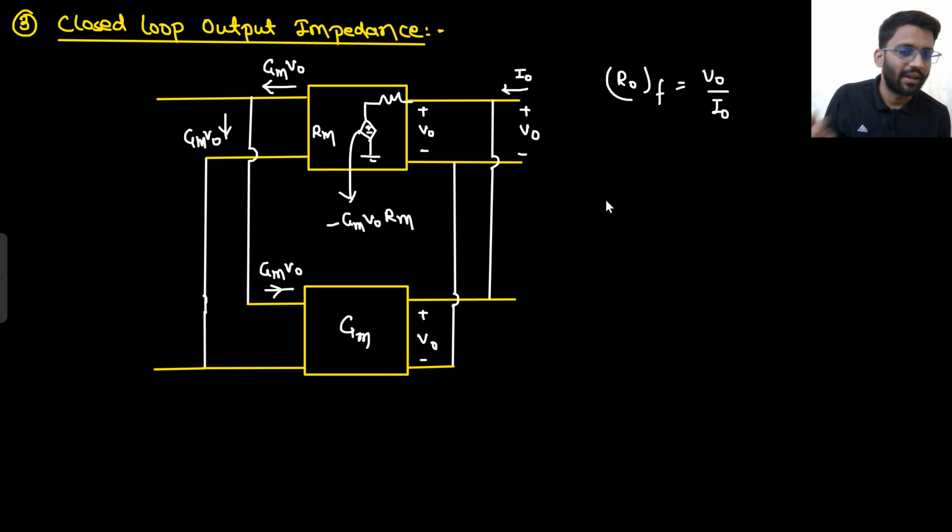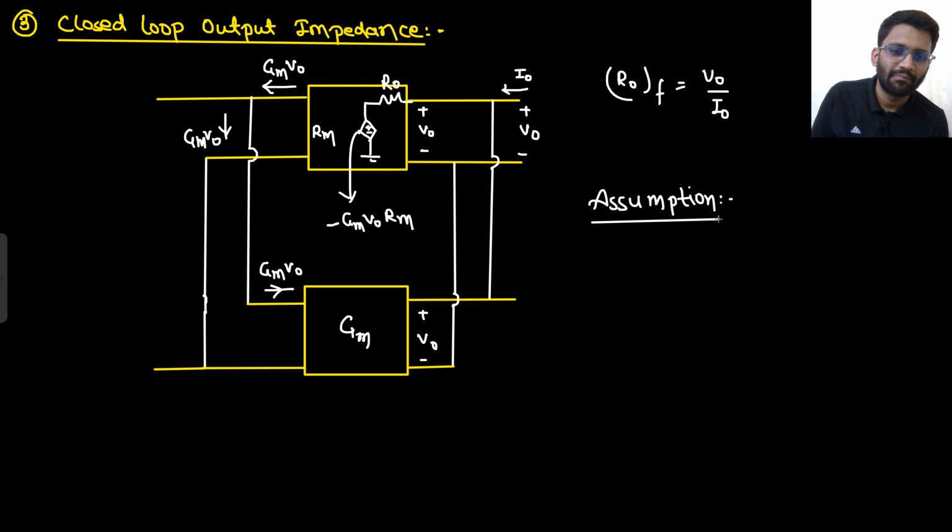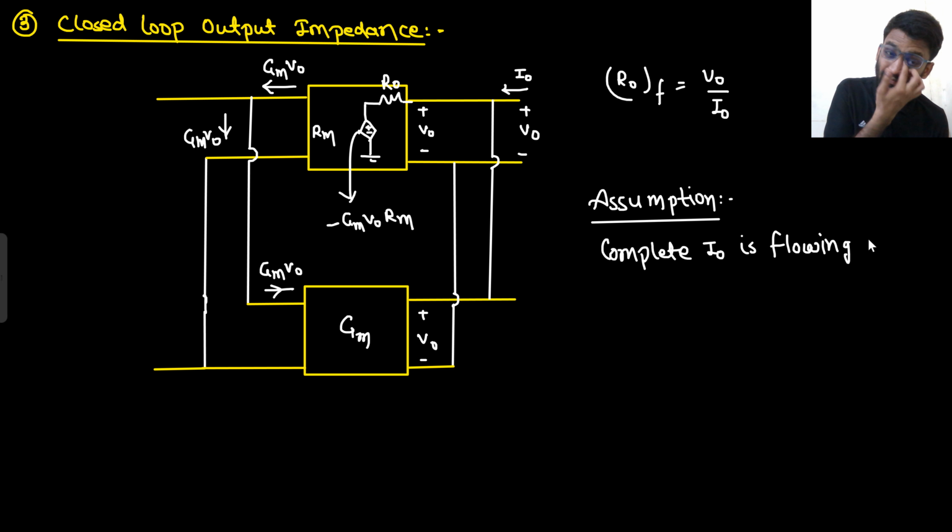So now again there will be an assumption. What will be the assumption? That complete I naught is flowing through R naught. This is your R naught. What is the assumption? Complete I naught is flowing through R naught. This is the assumption we are taking, right?